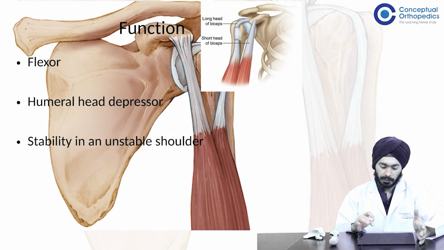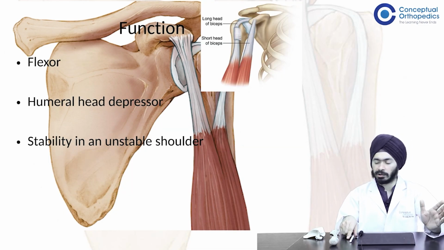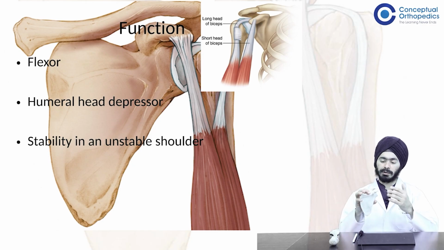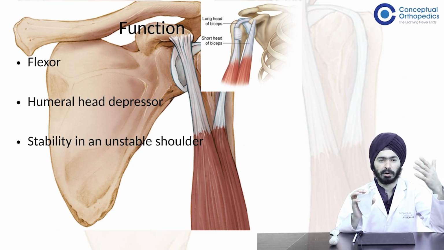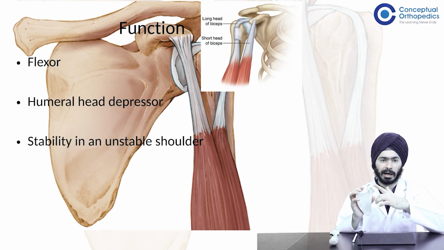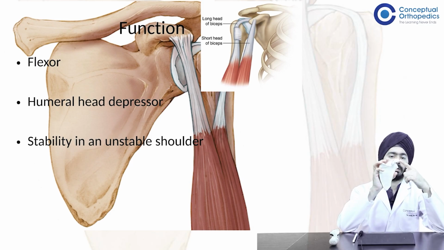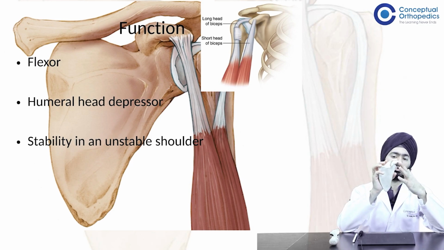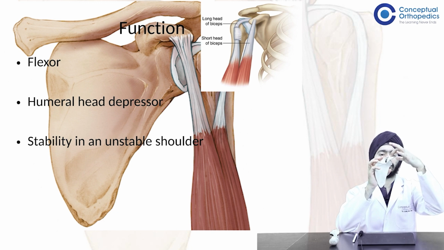So if we talk about the function of the long head of biceps, we are talking about the long head because this is the part of biceps which goes intra-articular. The short head of biceps is just attaching on the coracoid process, so it doesn't go into the joint, but it is the long head which goes into the joint.